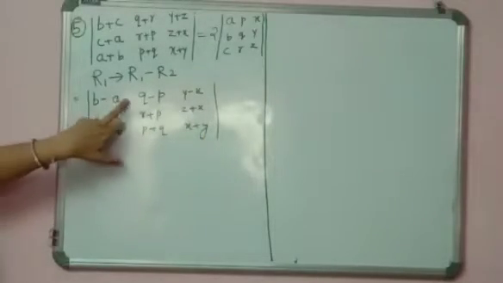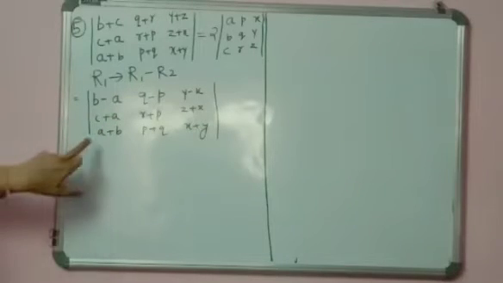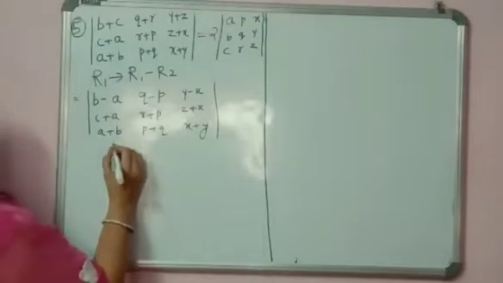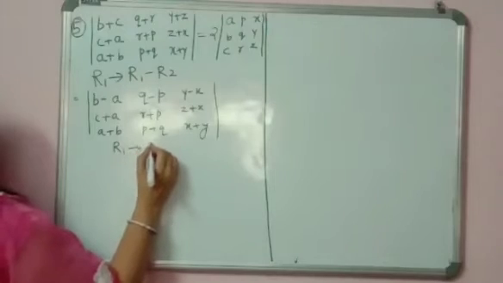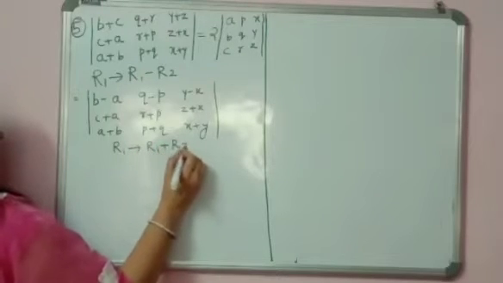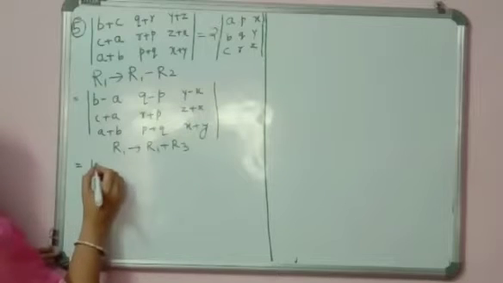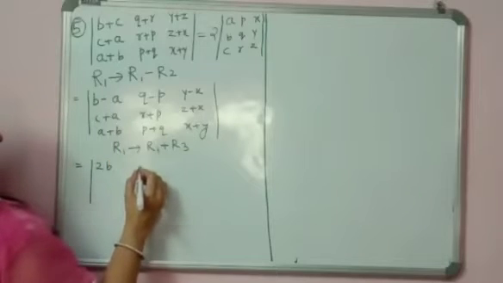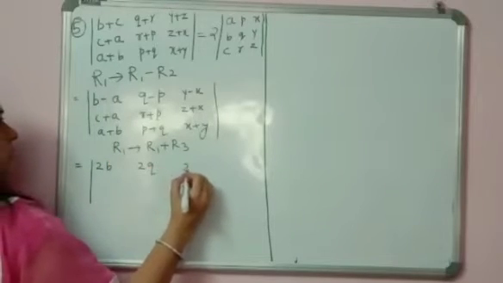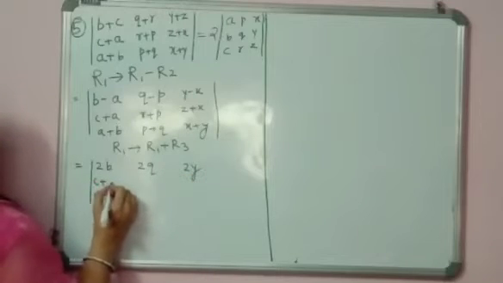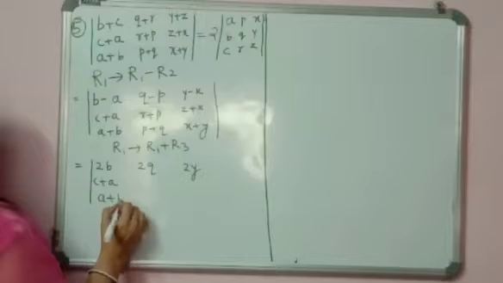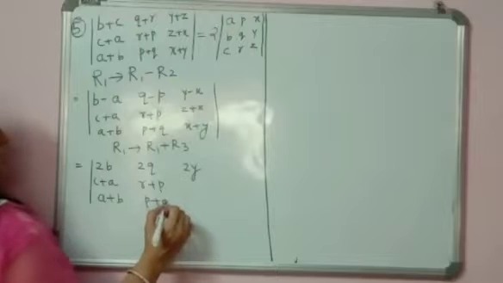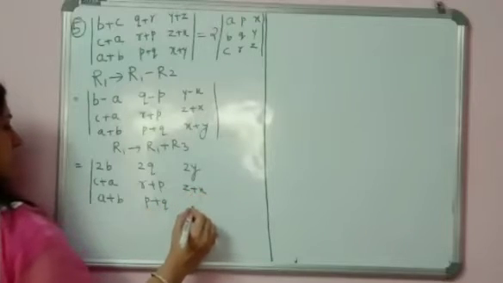Now here you have minus A, so you can use this R1 plus R3 to remove this A, you will get only B. So you can change this R1 to R1 plus R3. So it is equal to what? B minus A plus A cancelled means 2B, and here you have 2Q and here you have 2Y. Then C plus A plus B, R plus P, P plus Q, then Z plus X and X plus Y.